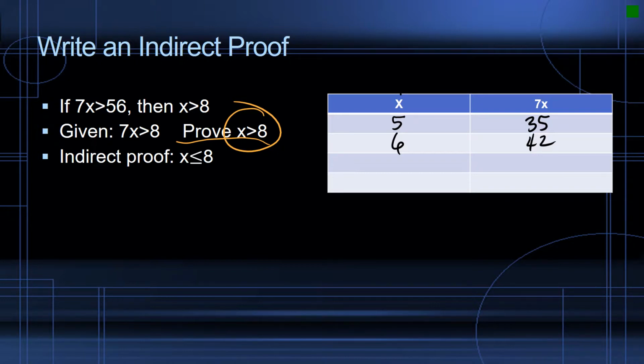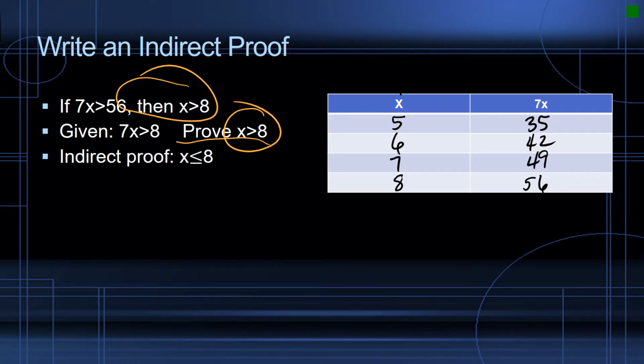So let's see, how about when x is 7? Well, 7 times 7 is 49. Again, less than 56. And how about when x is equal to 8? Well, 7 times 8 is 56. And that's equal to 56, but that's certainly not greater than 56. And so what we have done is we have proven that our indirect proof is in fact false, which then is going to mean that the original conclusion is in fact true.